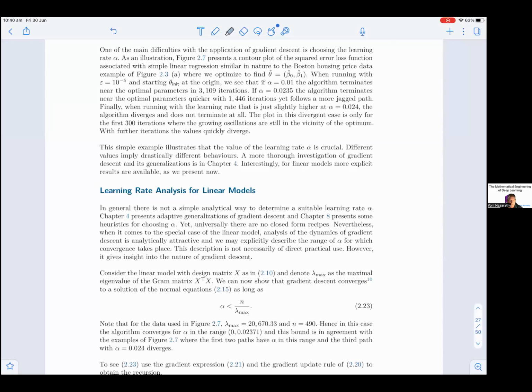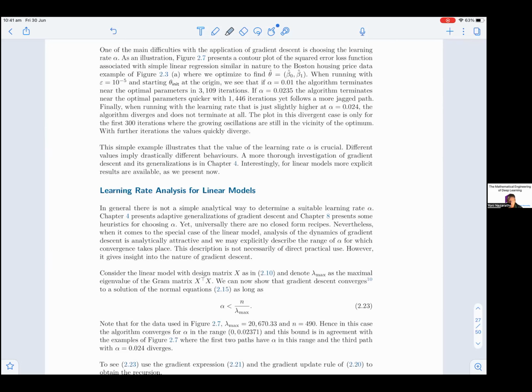When running with epsilon equals 10 to the minus 5 and starting theta init at the origin, so that's at the point (0, 0), we see that if the learning rate alpha is 0.01, the algorithm terminates near the optimal parameters in about 3,100 iterations. If alpha is bigger, at 0.0235, the algorithm terminates near the optimal parameters quicker, with about 1,450 iterations. It follows a more jagged path. We'll see that in a second.